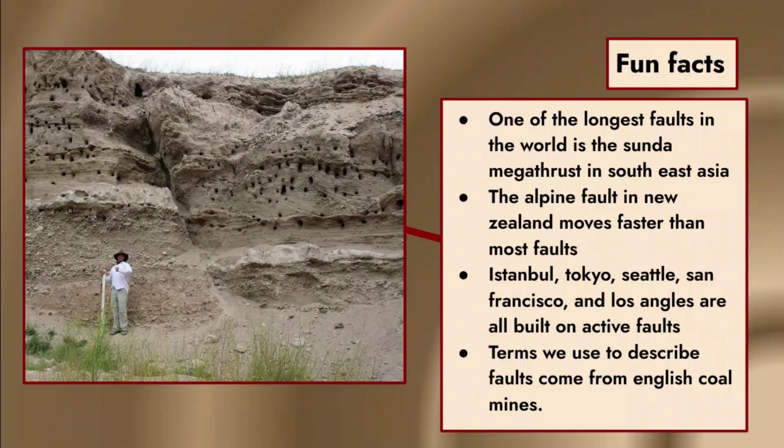Fun facts. One of the longest faults in the world is called the Sunda Megathrust in Southeast Asia. The Alpine Fault in New Zealand moves faster than most faults. Istanbul, Tokyo, Seattle, and San Francisco, as well as Los Angeles, are built on active faults. Terms we use to describe faults come from English coal mines.